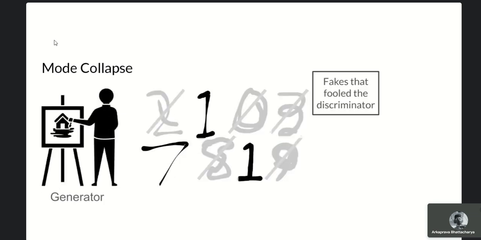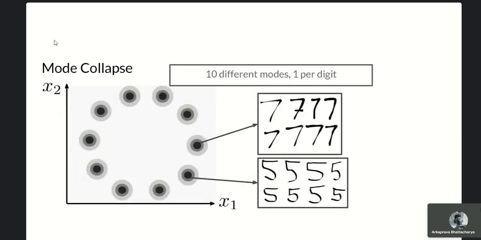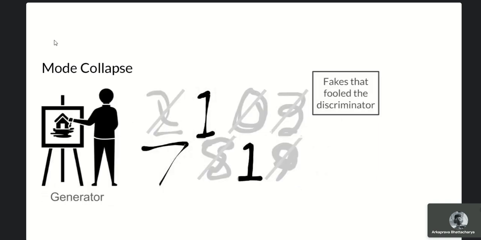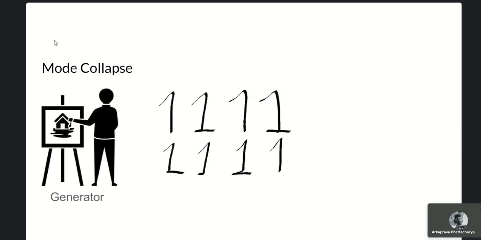If you remember in the previous slide, I'll just go back here. We had a data distribution which had 10 different modes corresponding to each digit. But now the generator has collapsed to only one mode and it is now only producing fake images of digit 1. This is what we actually mean by mode collapse. Over a period of time, it may happen that the discriminator learns to distinguish between fake ones and so on, but again the generator will collapse to some other mode.